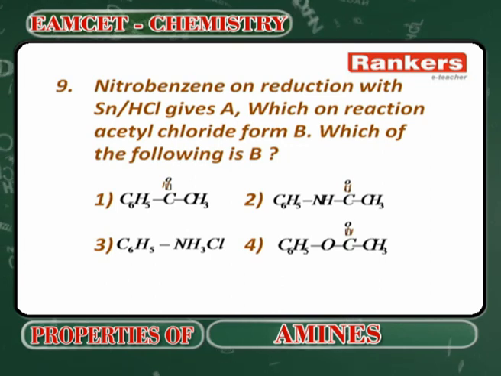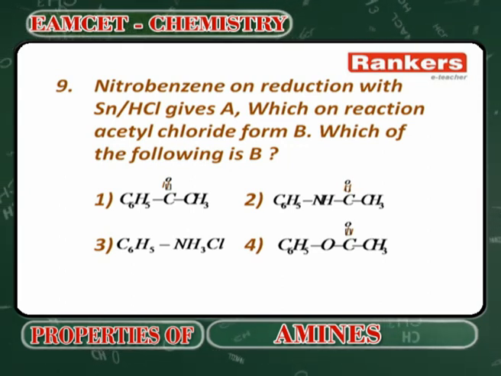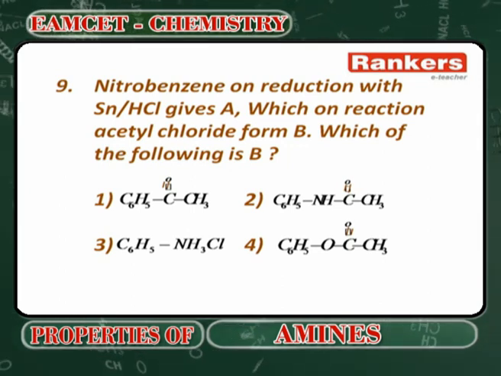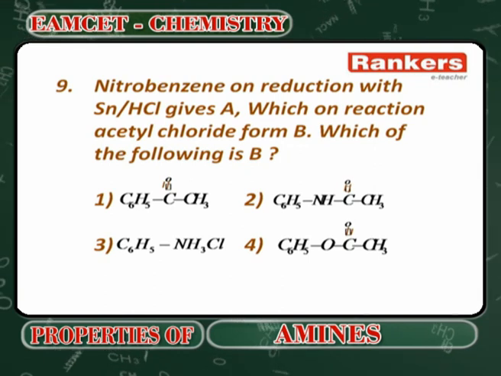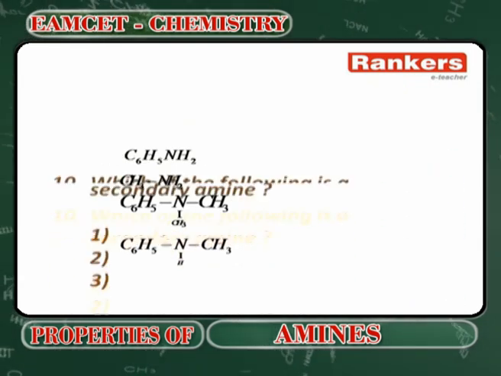Nitrobenzene on reduction with tin HCl gives aniline again. Aniline, on reaction with acetyl chloride, gives acetanilide. Which of the following is B? So N-acetyl benzene, that is, the second answer is the right one.